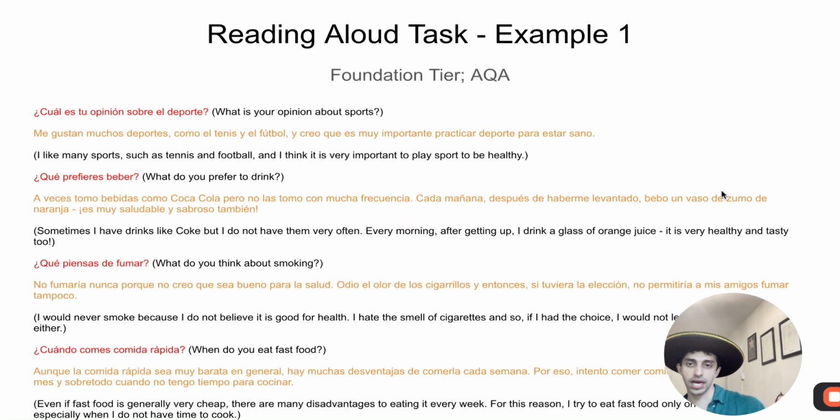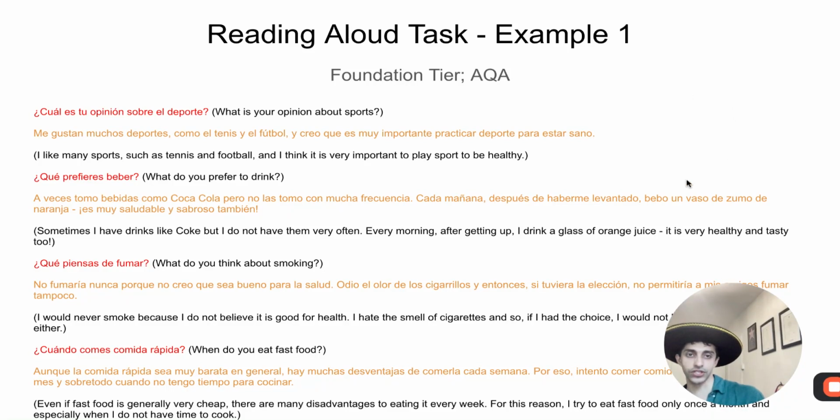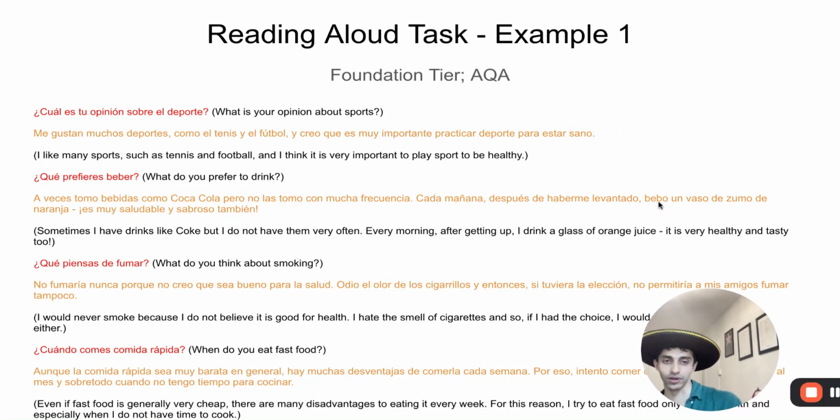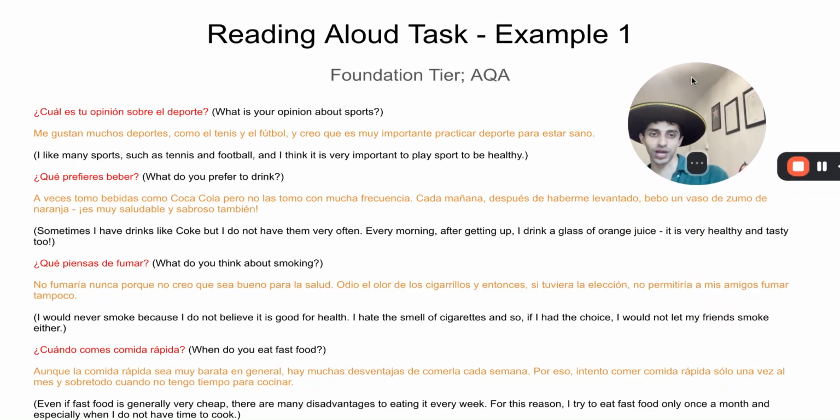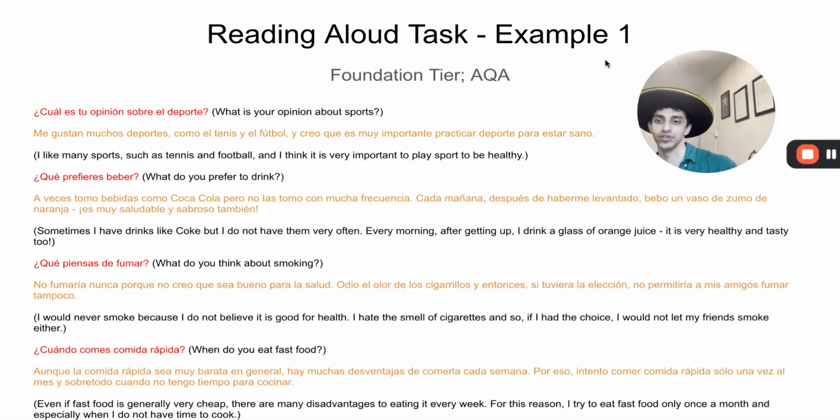There will, of course, be foundation tiers. Once you have read out the passage, you will be given a series of follow-up questions. You'll be asked in turn. And these are the 4 follow-up questions for this specific reading aloud task for AQA. There would only be 2 of them for Pearson at Excel GCSE.